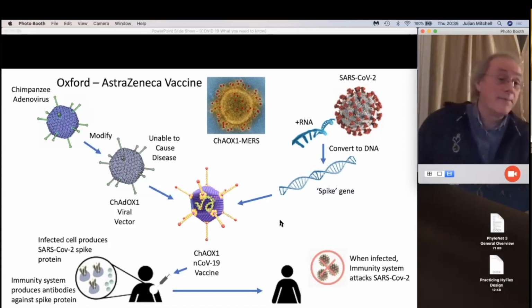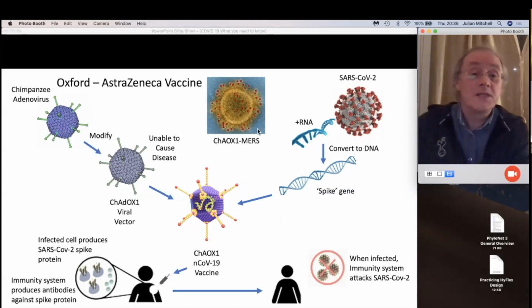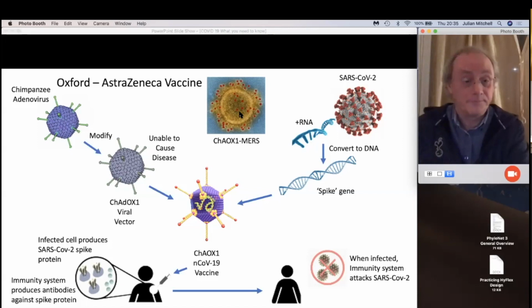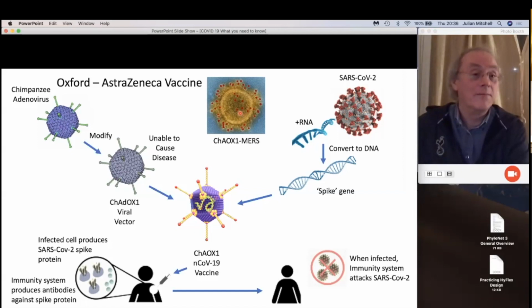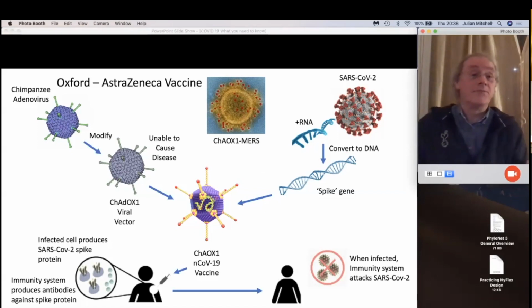Okay, why do I think that? Because this has been used before, and this has been used to actually develop a vaccine for MERS. And this little picture here shows the virus particle that's used as a vaccine for MERS. Okay, and that worked. In fact, that elicited a response within patients that lasted a year. Okay, which is good news. And I suspect this is the reason why AstraZeneca actually chose this route to go down, because it was a tried and tested way of actually developing a vaccine.